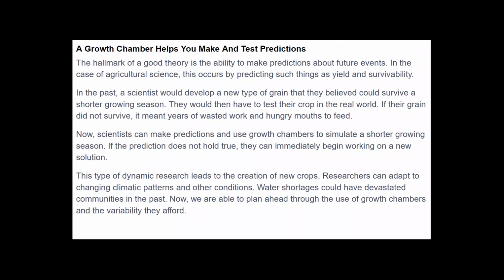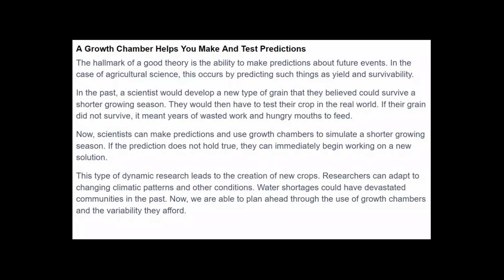Well, then, a growth chamber helps you make and test predictions. And the hallmark of a good theory is the ability to make predictions about future events. In the case of agricultural science, this occurs by predicting such things as yield and survivability. In the past, a scientist would develop a new type of grain that they believed would survive a shorter growing season. They would then have to test the crop in the real world. If the grain did not survive, it would mean wasted work and a hungry mouth to feed. And now scientists can make predictions and use growth chambers to simulate a shorter growing season. If the prediction does not hold true, they can immediately begin work on a new solution. So, in other words, it makes things faster.